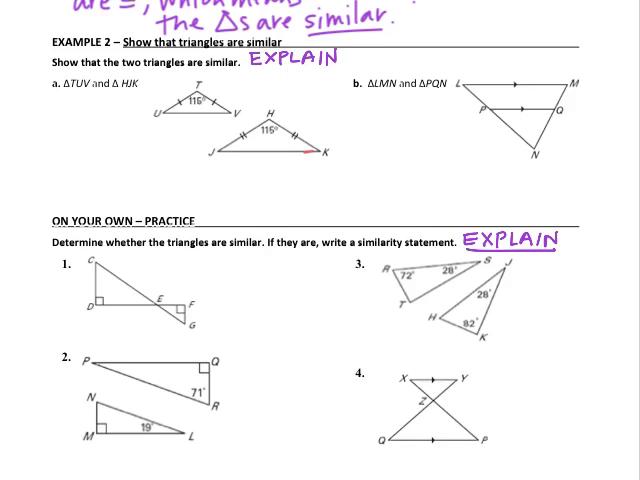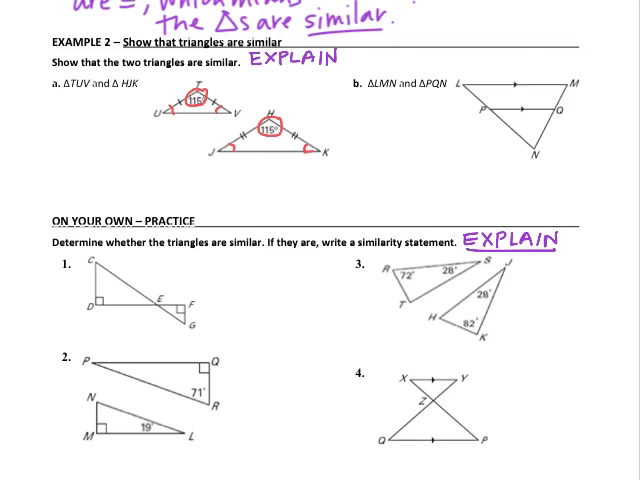So for example number 2, part A, it says, show that the two triangles are similar, and we're talking about triangle TUV and triangle HJK. So notice that we have an obtuse angle here in each of them, but we need one more angle to be congruent between the two of them. But if I look here, I see that this angle and this angle are congruent, and this angle and this angle are congruent. And how do I know that? Well, the tick marks on the legs indicate that the triangle is isosceles, and therefore the base angles are congruent.